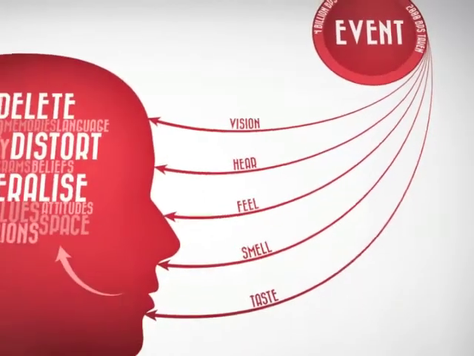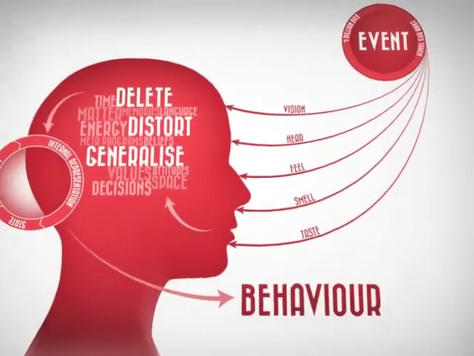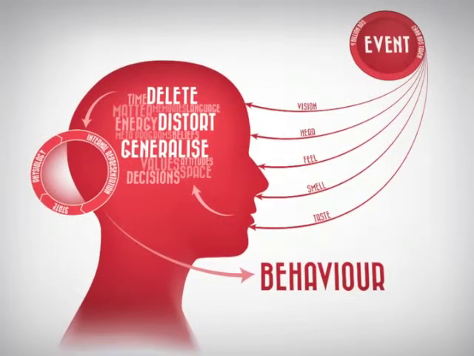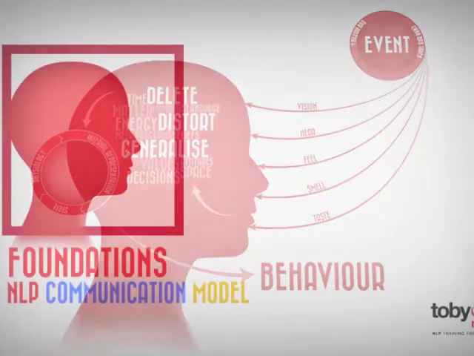This describes, in a nutshell, the NLP Communication Model, the way that we think, the way that we behave. And NLP helps us to create change on all of these levels. It helps us to change our filters. It helps us to manipulate those internal representations, which of course have a direct impact on the way that we feel about the world around us.